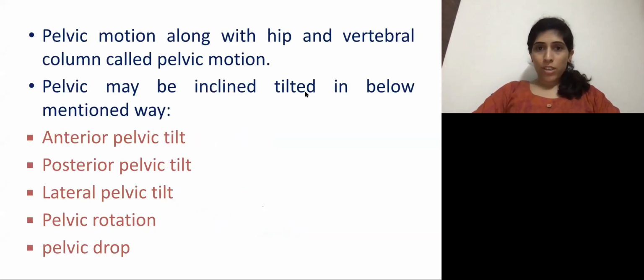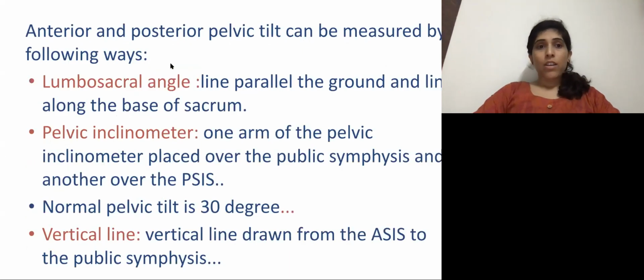So pelvic motion, along with the hip and vertebral column, we use to mention as pelvic tilt. The pelvis may be inclined or tilted in the following ways: anterior pelvic tilt can occur, posterior pelvic tilt can occur, pelvic hike, pelvic drop, and pelvic rotation occur. Anterior and posterior pelvic tilt can be measured with the help of the lumbosacral angle, with a pelvic inclinometer, and by drawing a vertical line.